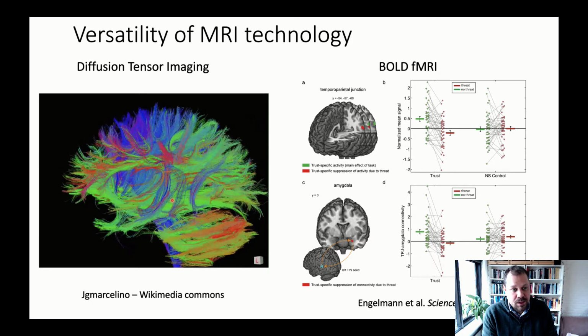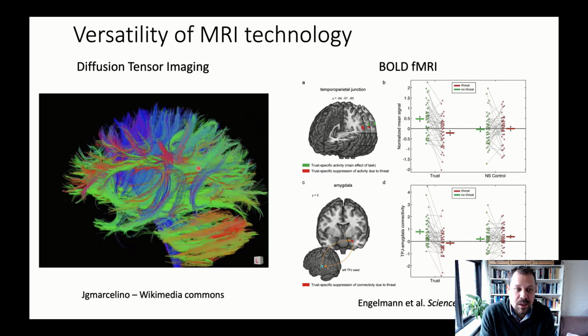So we have diffusion from front to back or back to front, in this dimension here in green, from bottom to top, so inferior to superior, or the other way around. We have diffusion in blue, and from left to right, that is shown in red. And this tells us basically how different neuronal areas are interconnected within the brain.